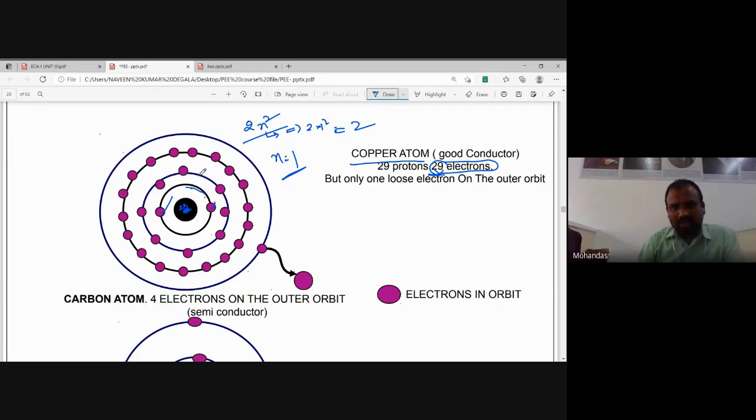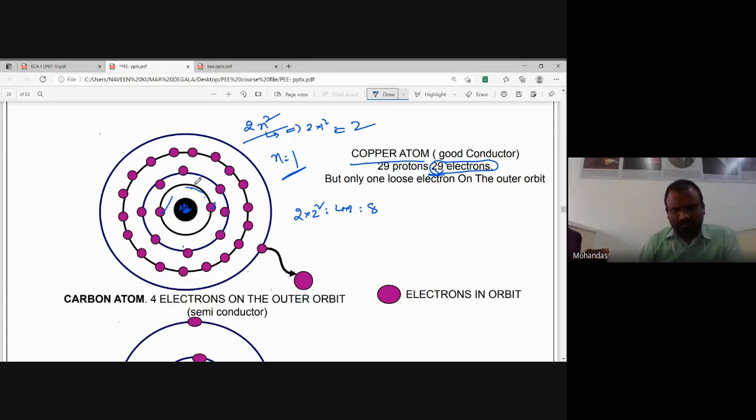So these pink colored electrons, 1 and 2, are revolving in the first orbit. Now come to the second shell. According to the formula, how many electrons will be there? 2 into 2 square, that means 2 into 4. How many electrons are there in the second shell? 8 electrons. Let us count here: 1, 2, 3, 4, 5, 6, 7, 8. So 8 electrons are present in the second shell or second orbit.